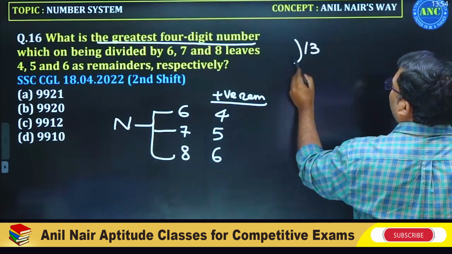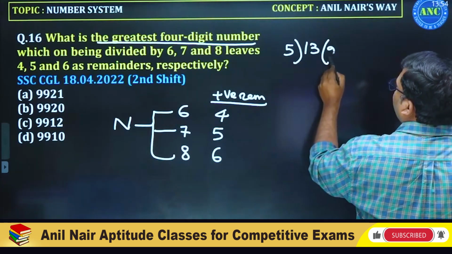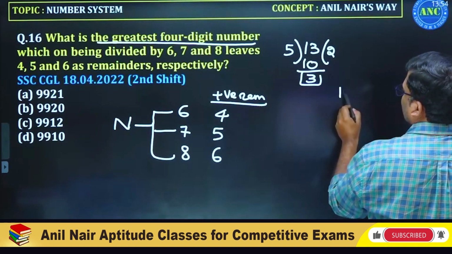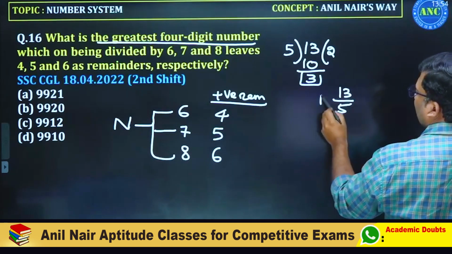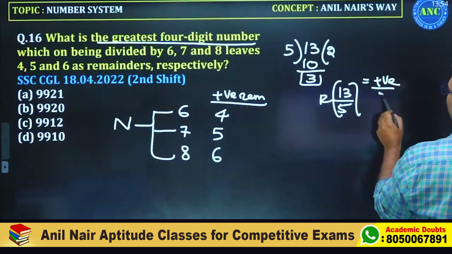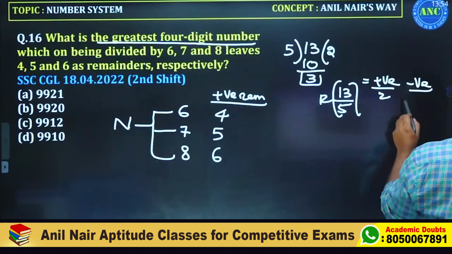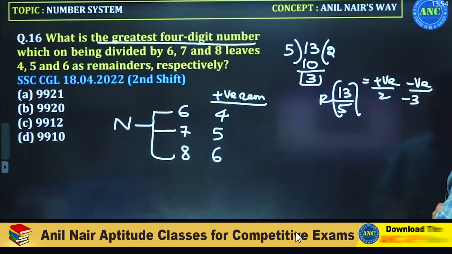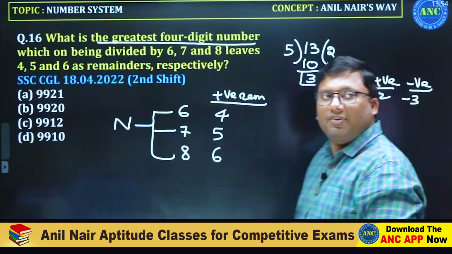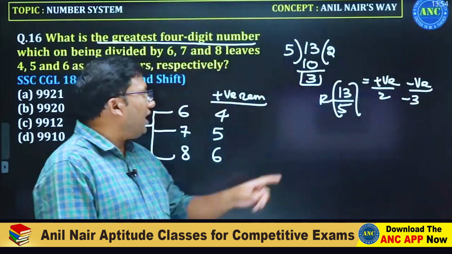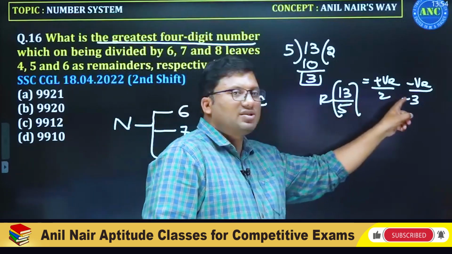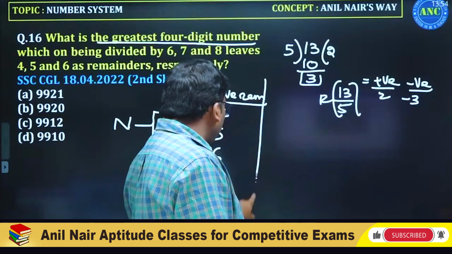13 divided by 5: 5 twos are 10, so the positive remainder is 3. 13 when divided by 5, the positive remainder is plus 3, and the negative remainder will be 3 minus 5, which is minus 2. How to get the negative remainder from the positive remainder? Subtract the divisor from it. This is a positive remainder.